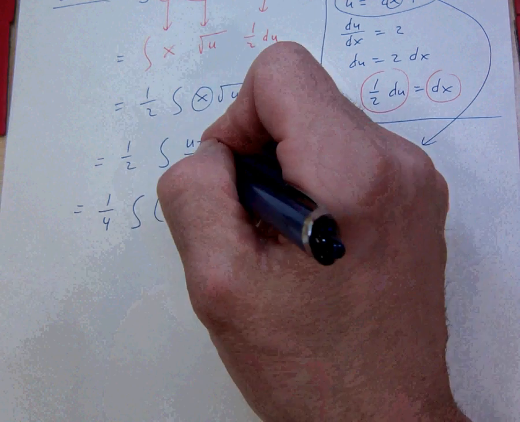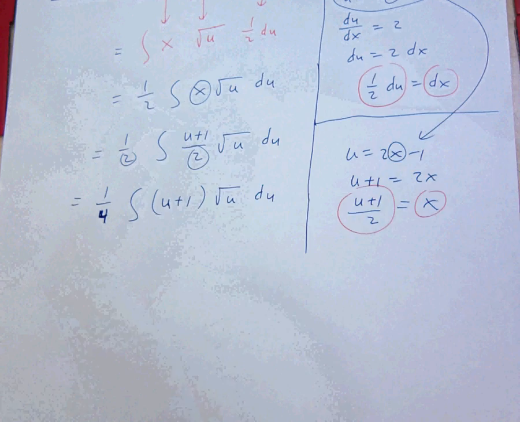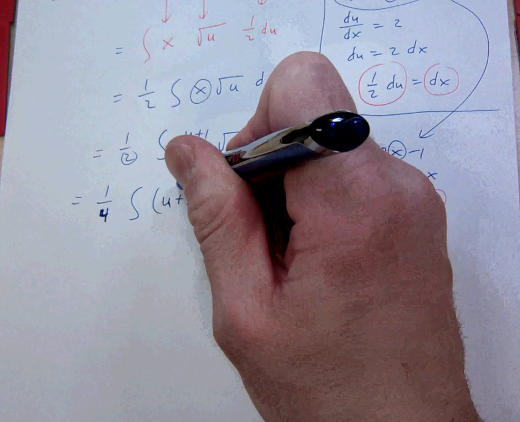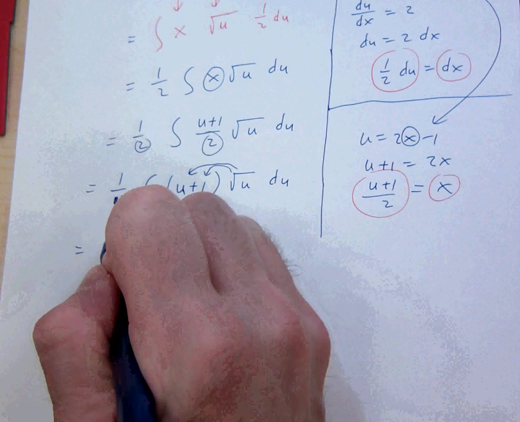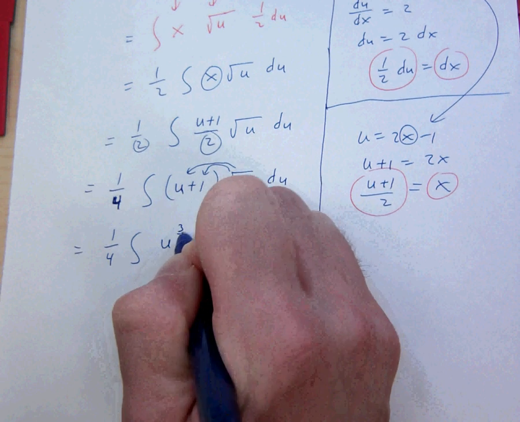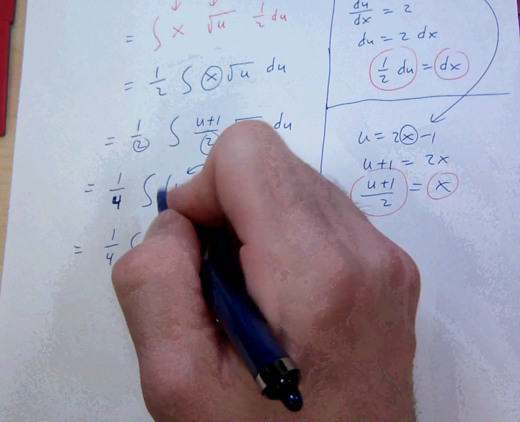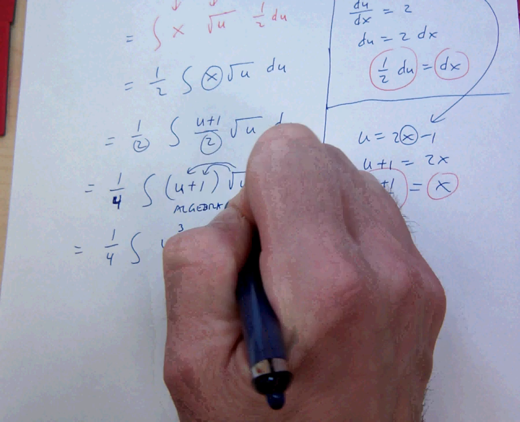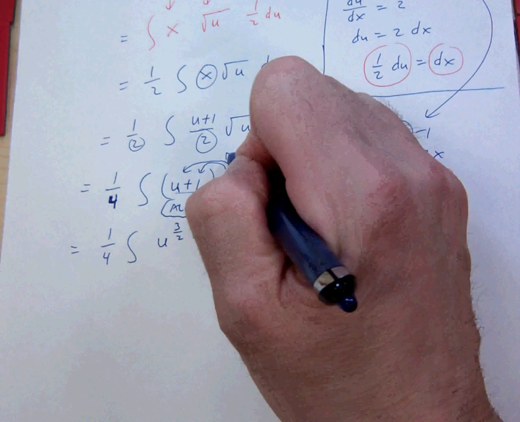The 2 times the 2 gave me a 1/4 out front. Is that clear? Yes? Okay, so, a little Algebra 1. I'm going to distribute this times this and this times this, just using some Algebra 1. Everybody agree that turns into what? U to the 3/2 plus U to the 1/2? Everybody agree? Algebra 1. So all I did is distribute.